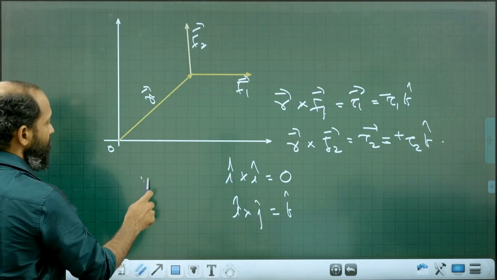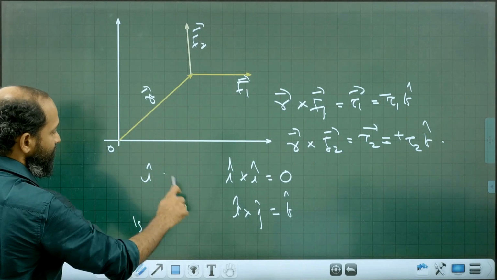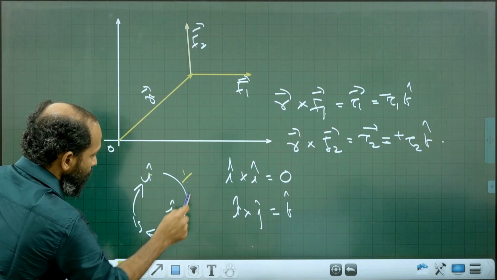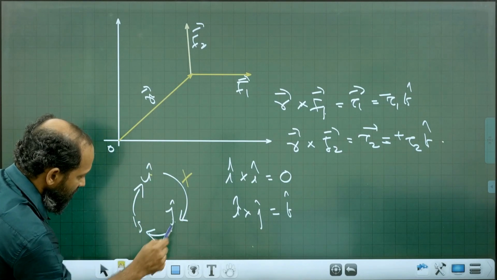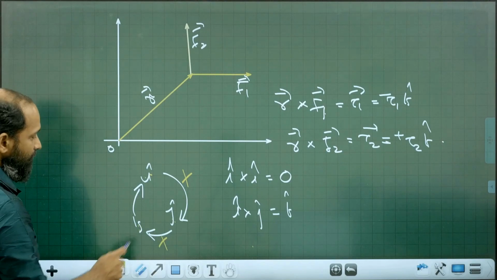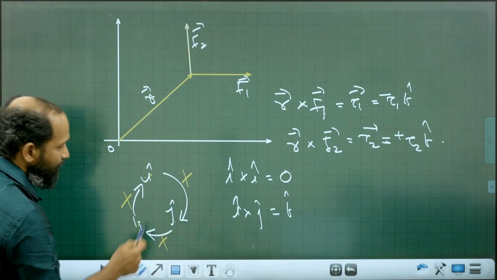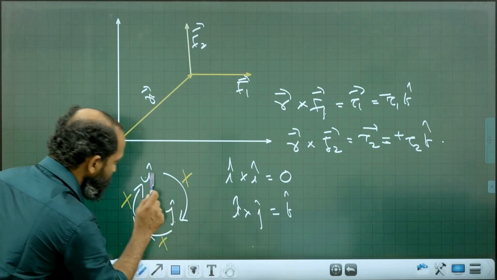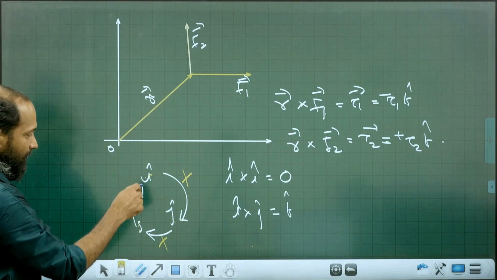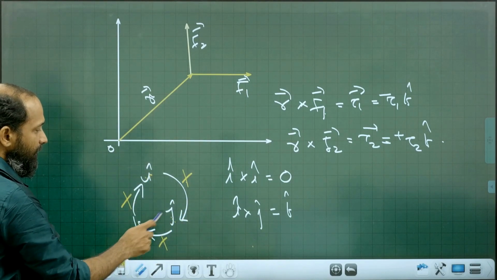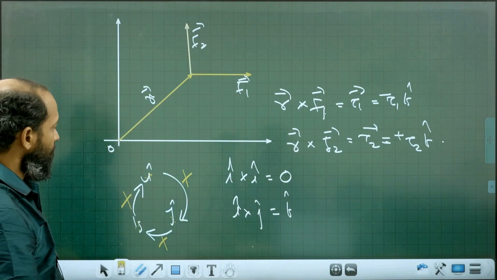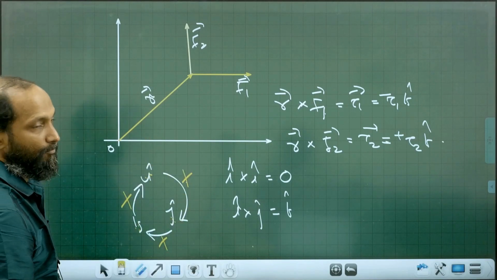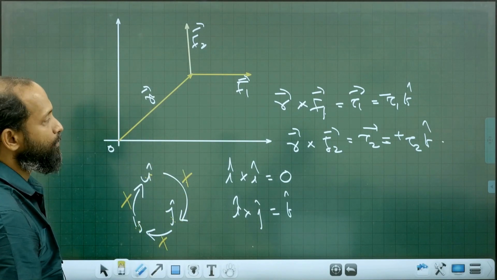To remember that, use the I, J, K cycle. For example, I cross J equals K, J cross K equals I, K cross I equals J. But in reverse, everything will be minus. For example, J cross I is minus K, I cross K is minus J, K cross J is minus I. So I cross J equals K, J cross K equals I, and K cross I equals J. This is the way by which we get the cross product of two vectors.